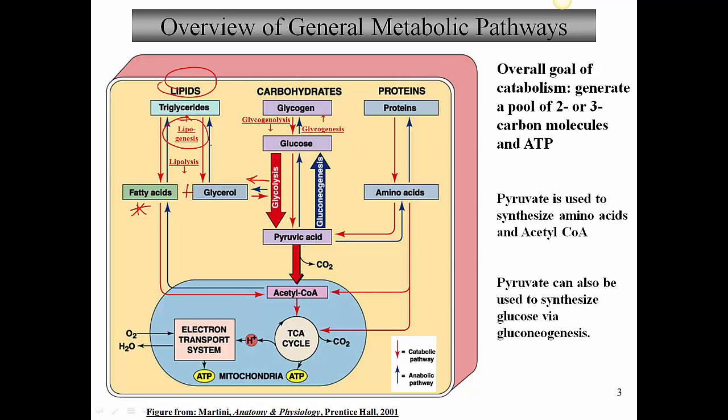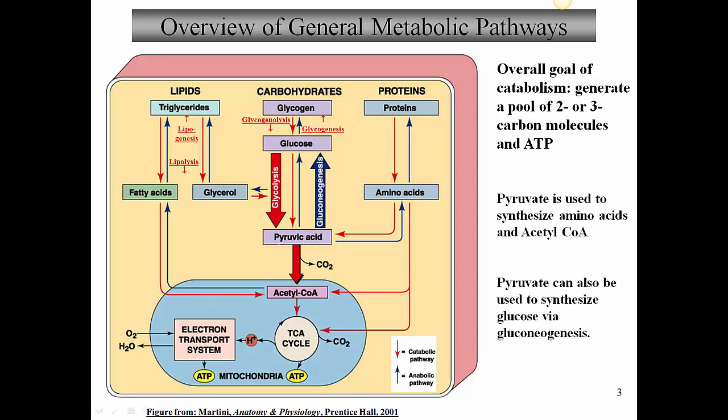Lipo, fat, genesis, creation of. We can also go the other way. When we don't have enough sugar in the body and we need to turn to fats for energy, we can break down those stored triglycerides into fatty acids and glycerol through the process of lipolysis. And you'll notice that the way this is connected to the main pathway that we looked at before is through this molecule acetyl-CoA. So acetyl-CoA can be used anabolically to create new fatty acids which can be used in lipogenesis. On the other hand, we can break down fatty acids and generate acetyl-CoA that can go into this pathway and then be used to make energy.